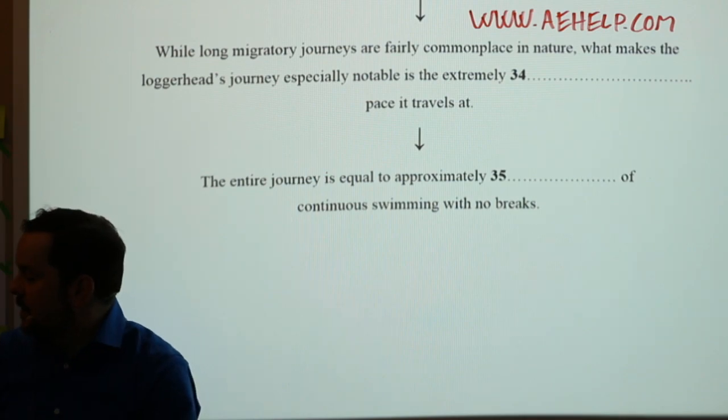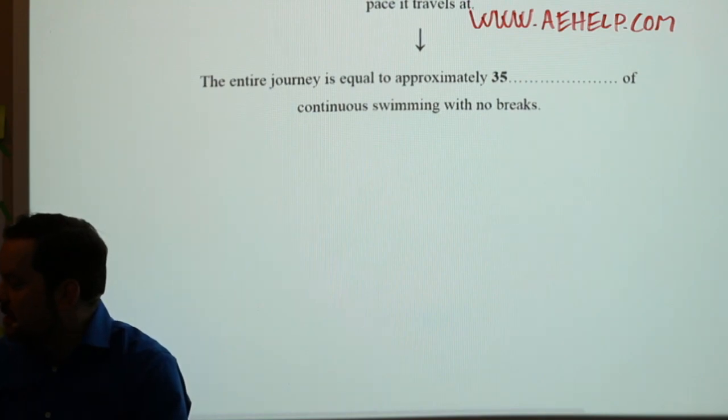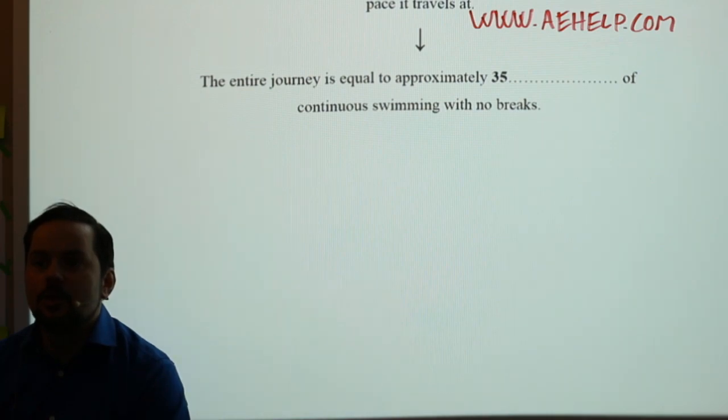All right, let's look at number 35. The entire journey is equal to approximately something of continuous swimming with no breaks. What is number 35? Yeah, it's 2 years, guys. The number 2 and the word years, like Shilpa. So if you guys are looking at Shilpa or Jamshid's answer, those are correct answers. Use the number 2 and the word years with a space between, okay?